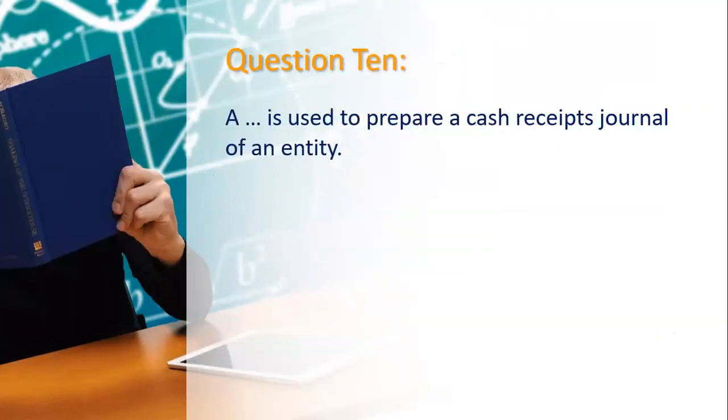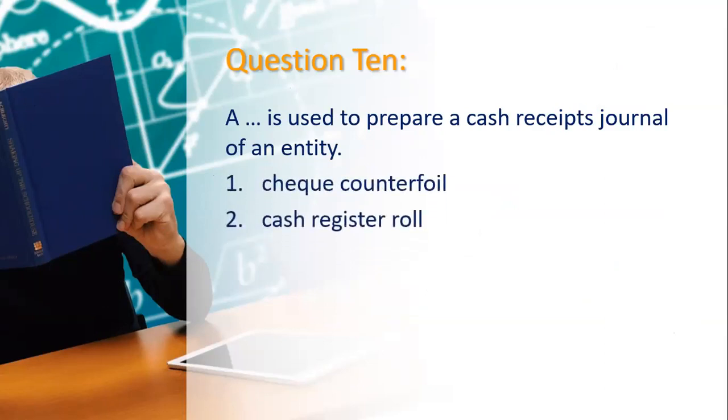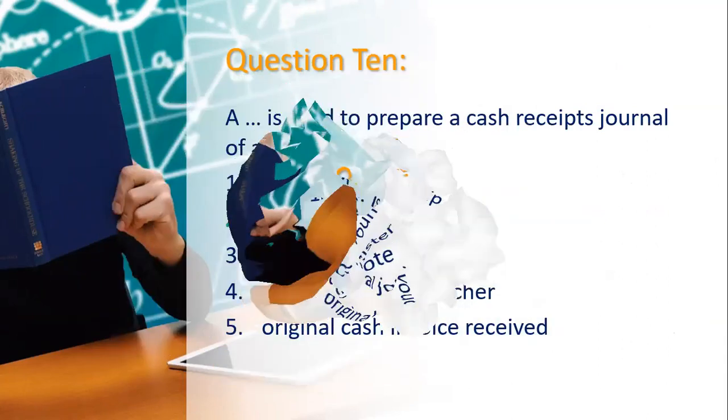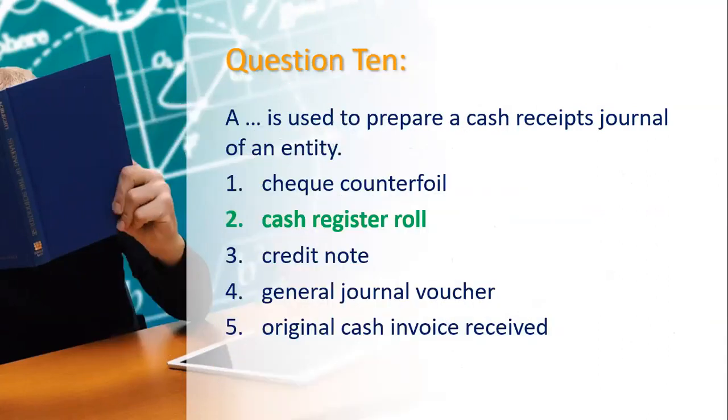Now, what is issued to prepare a cash receipts journal of an entity? A check counterfoil, cash register roll, credit note, general journal voucher, or an original cash note received. This is again a straightforward one: cash register roll. If you got it wrong, please go back to the theory. It's quite a simple one. I wouldn't expect you to have had too much difficulty with this one, so make sure that you go back to your theory if you did make a mistake.